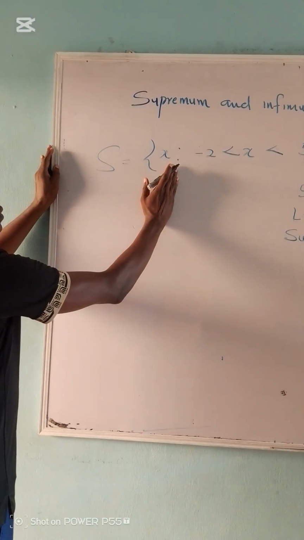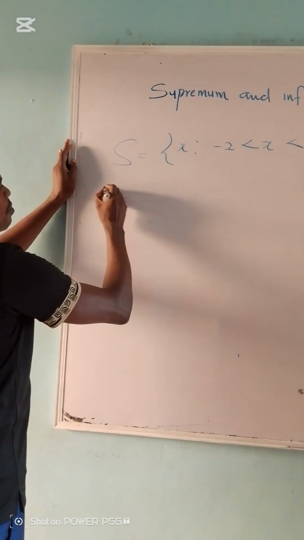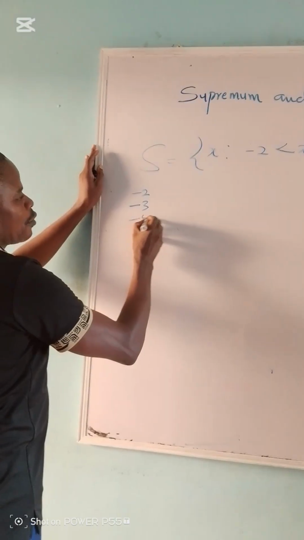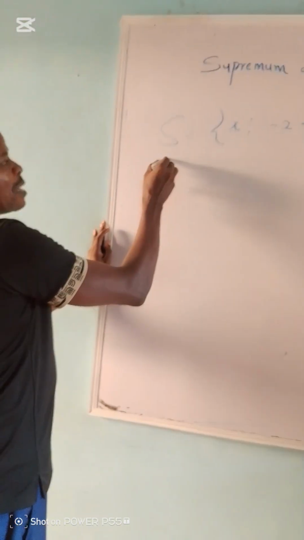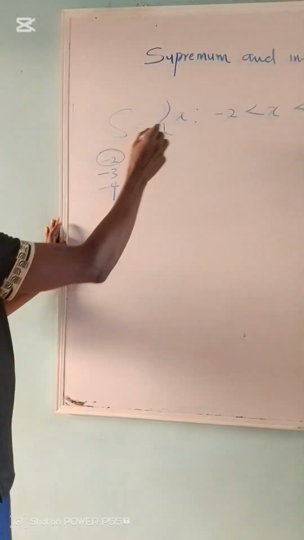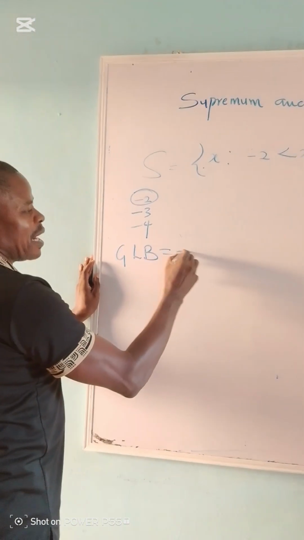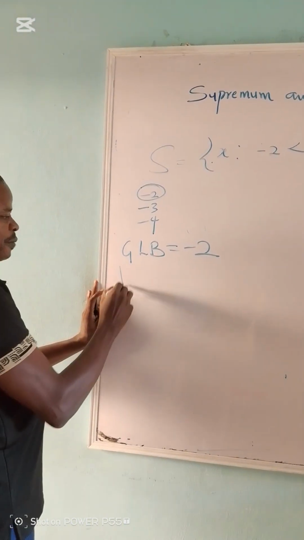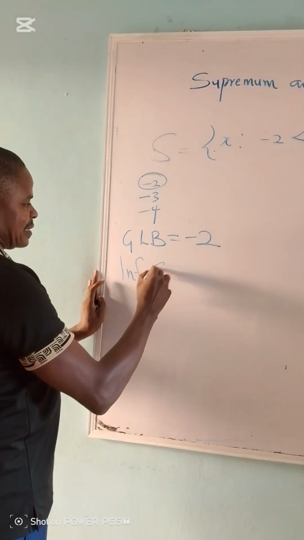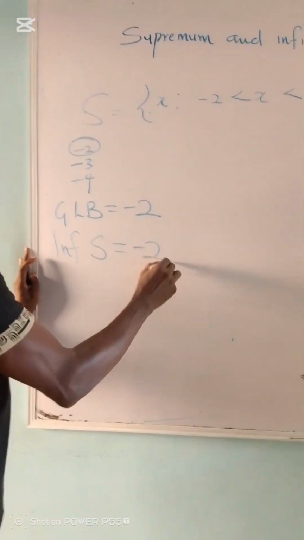Then here too we have the lower bounds. The lower bounds are what? -2, -3, -4. So the greatest among them is what? Is -2. So here we can say that the greatest lower bound is -2, which means the infimum of S is equal to -2.